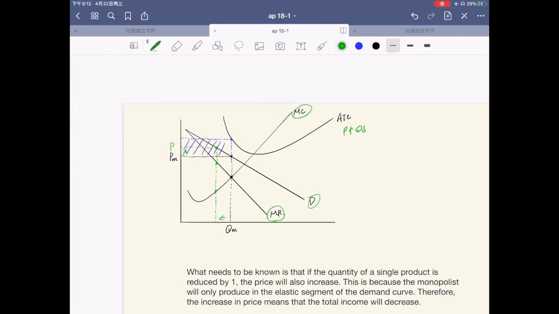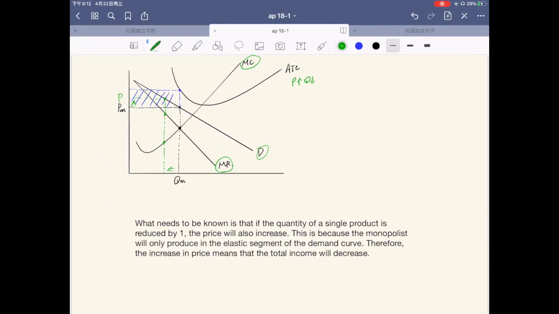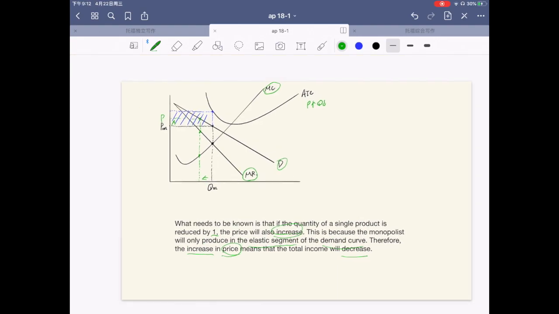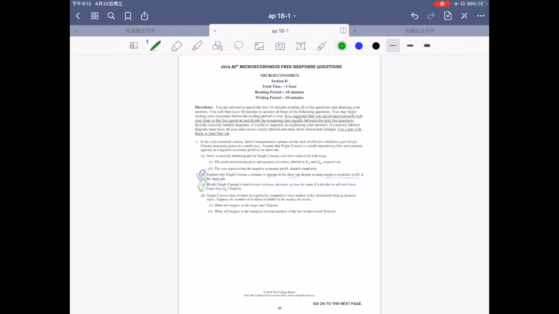The explanation for this question is that if the quantity of the single product is reduced by 1, the price will also increase. This is because the monopolist will only produce in the elastic segment of the demand curve. Therefore, the increase in the price means that the total revenue will decrease. So this is the answer for C.